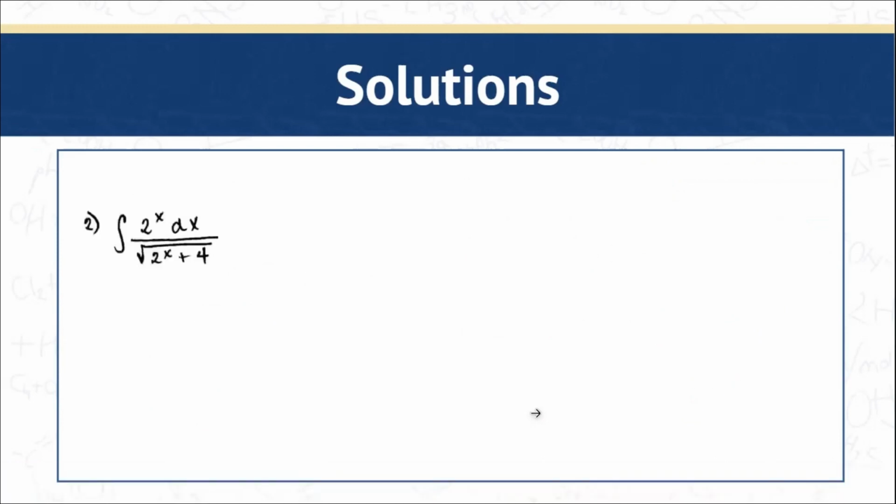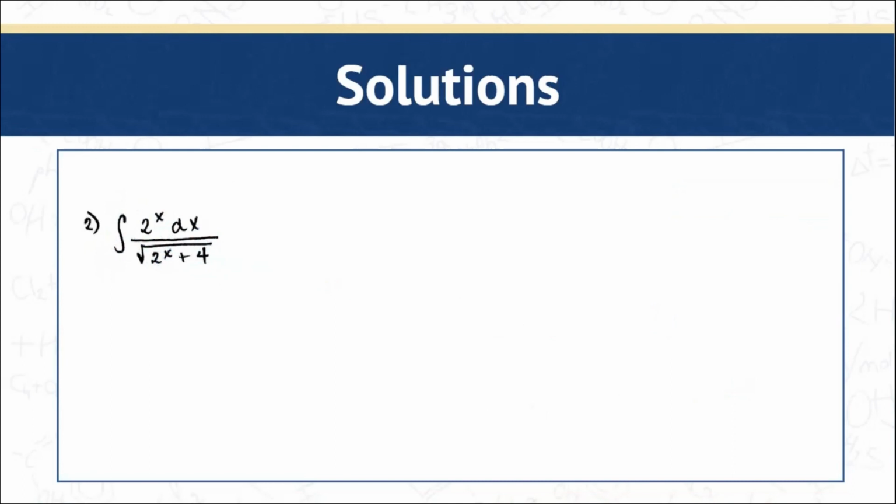Okay, moving on to our next problem. This is number 2. We are asked to take the integral of 2 raised to x over the square root of 2 raised to x plus 4 dx. And we might be tempted to use the entire denominator as u because it's very complicated to look at, but we'll have to consider that we'll be solving for du as well.